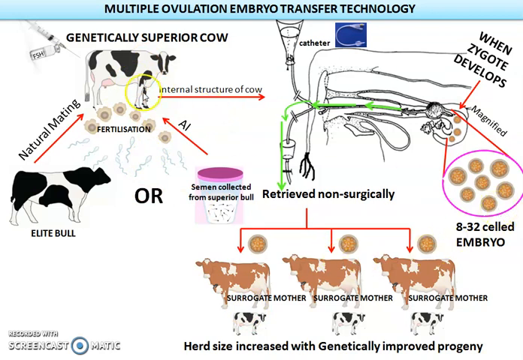She is going to be ready for the next cycle of superovulation by administration of FSH after a period of some weeks. I hope the topic is clear. So this is a good method of increasing the herd size.